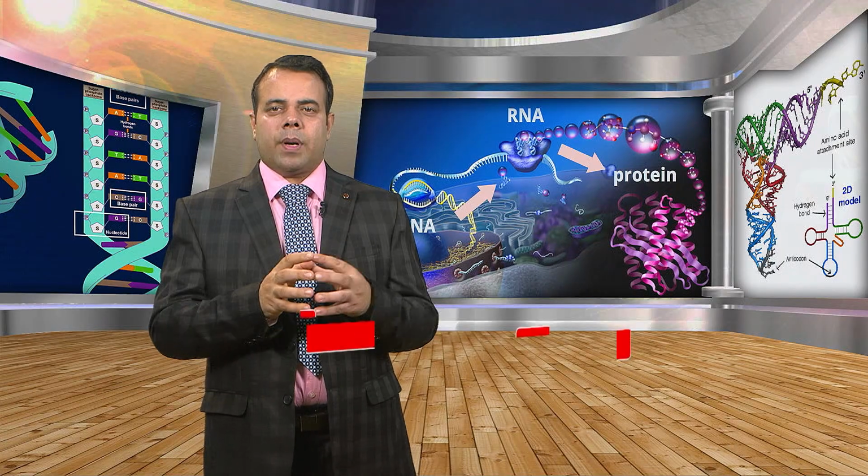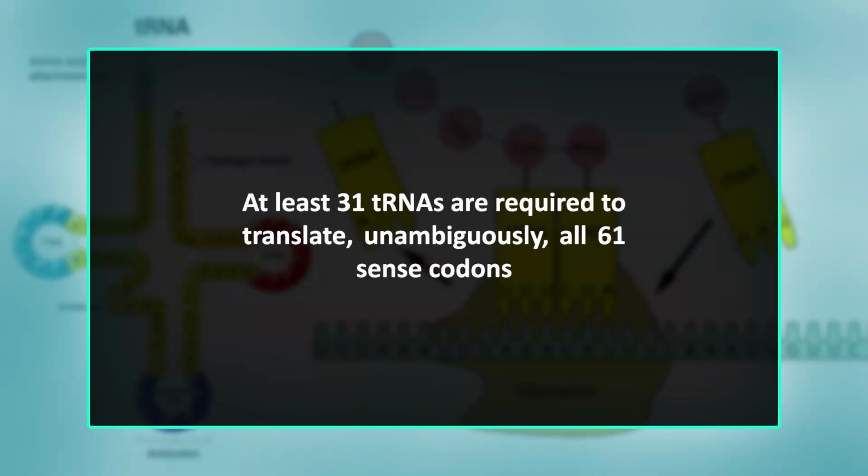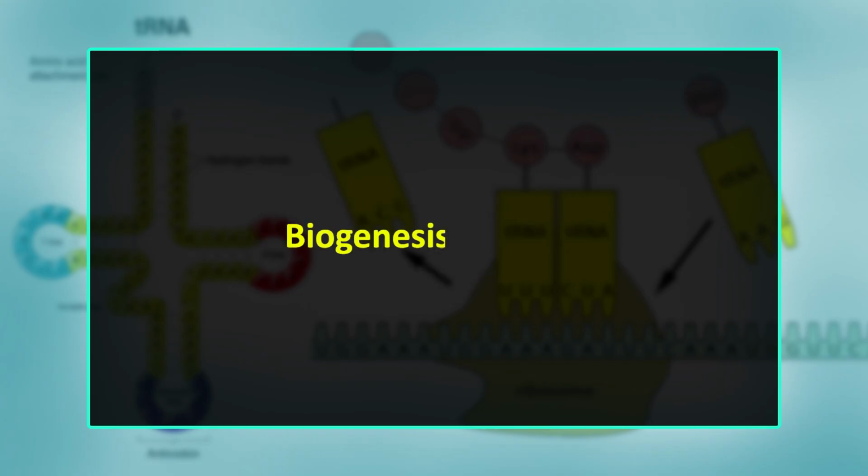However, many cells have under 61 types of tRNAs because the wobble base is capable of binding to several, though not necessarily all, of the codons that specify a particular amino acid in the genetic code. At least 31 tRNAs are required to translate unambiguously all 61 sense codons which code for amino acids.